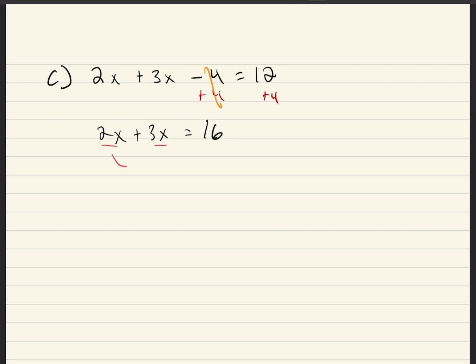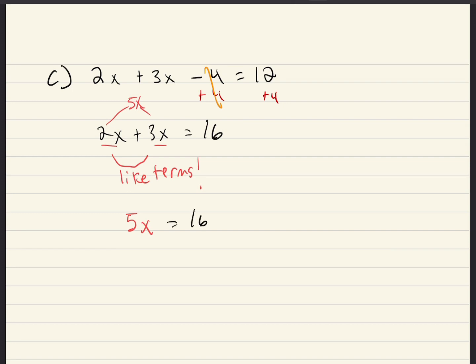Now what I'm going to do is I can gather like terms, and that's going to be my second step. So 2x plus 3x is going to be equal to 5x. And then when I rewrite this, this will be 5x is equal to 16.